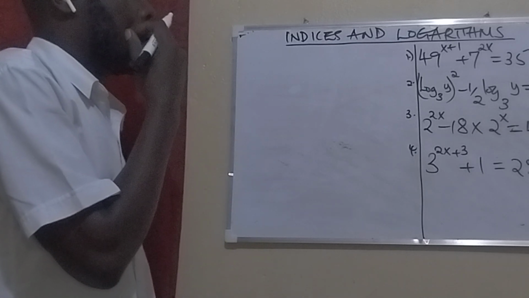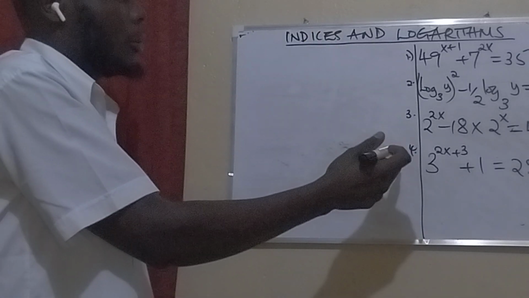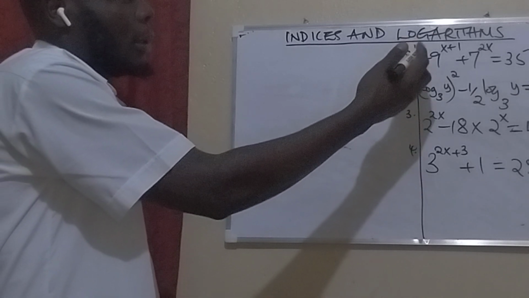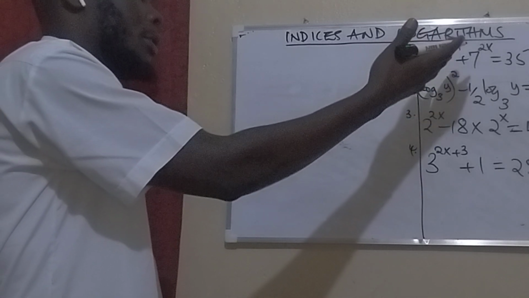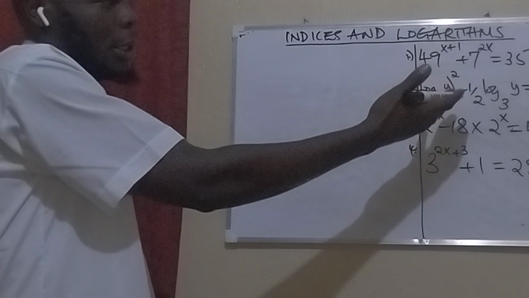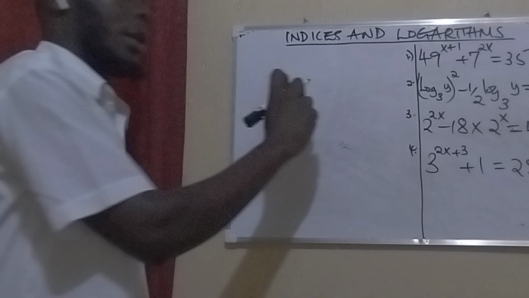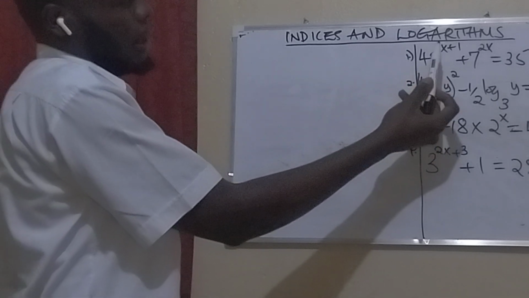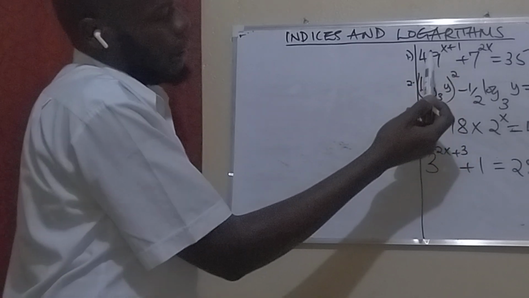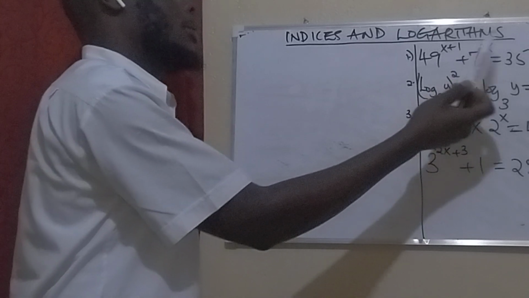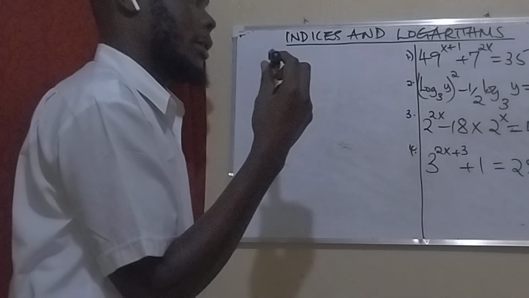So we want to solve these four examples. It is combining, some of them are for indices, others are logarithms. So the first question, we have 49 raised to power x plus 1 plus 7 raised to power 2x is equal to 350.